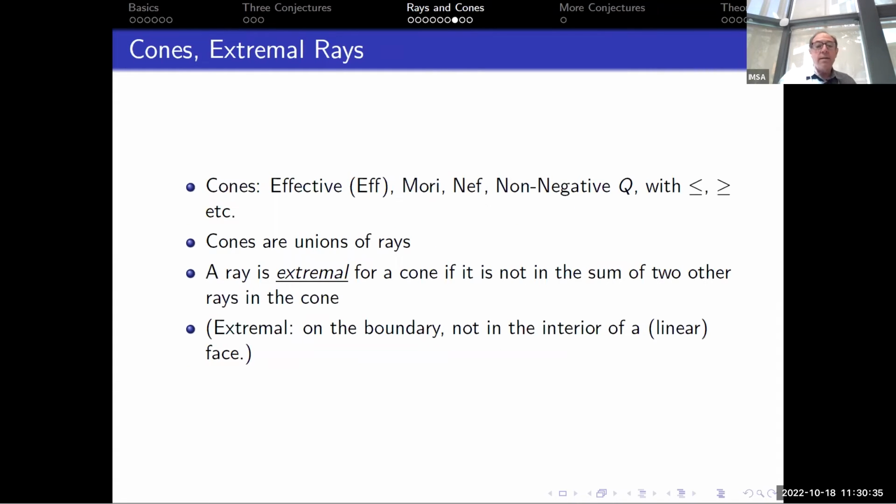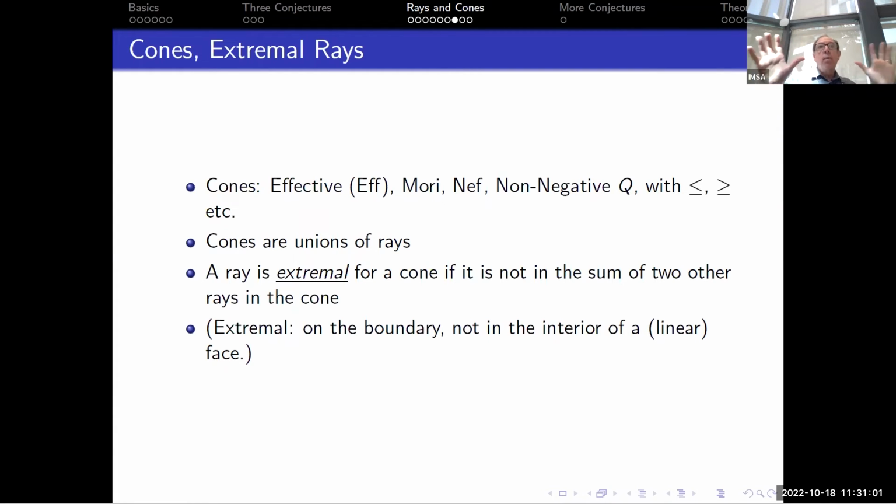Okay, so let's go back for a reminder. We have all these interesting cones. The effective cone is the one we really want to know about. Its closure is the Mori cone. The dual is the Nef cone. We have the non-negative cone of the self-intersection cone. We also have, in every one of these cones, a positive part and a negative part depending on how it intersects K.